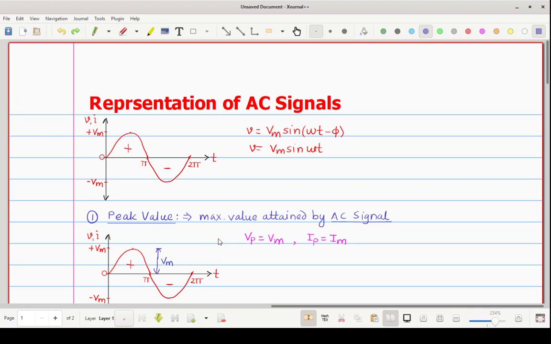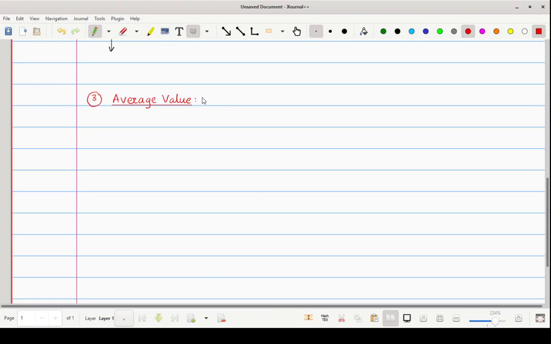Now today we will discuss the third type of representation of AC signal, that is called the average value. So friends, the next value is average value and it is indicated by VAV if it is voltage, and IAV if it is current.